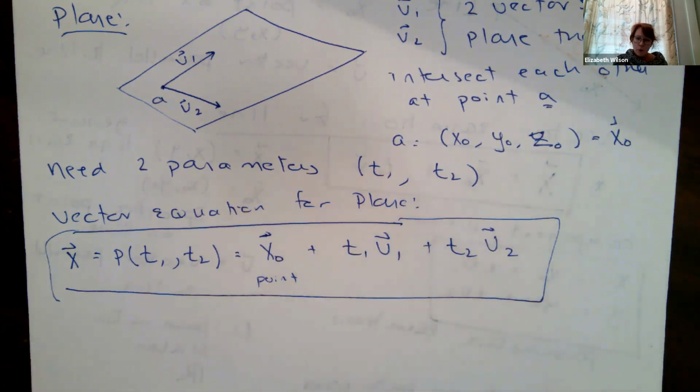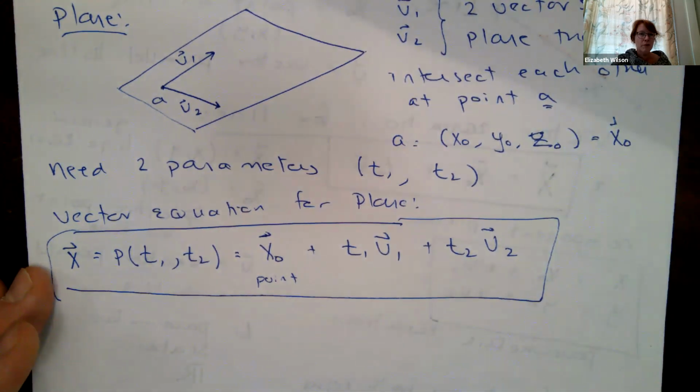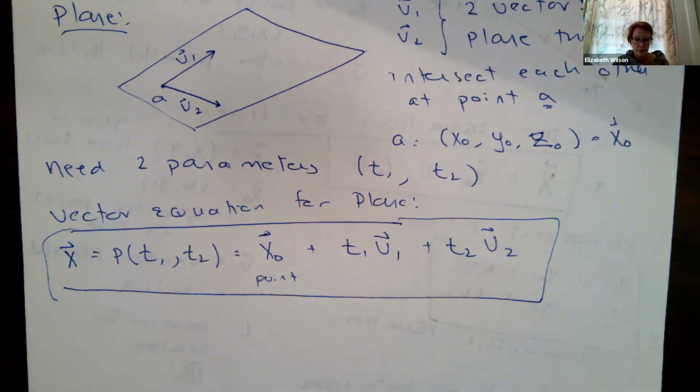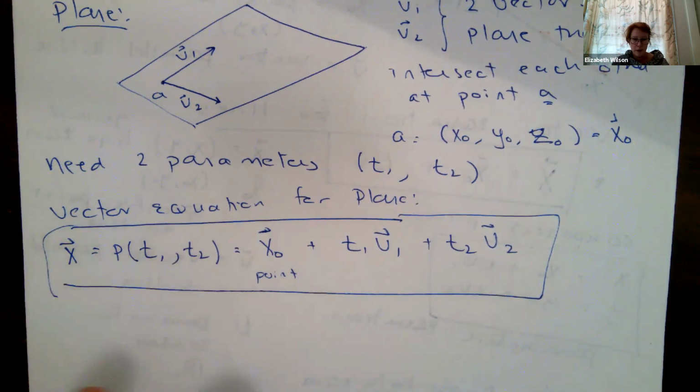Okay, so we're going to do an example so that you can see how we actually pull this together into an equation. Like I said, we don't really use this representation all that much for a vector equation for a plane, but I wanted to make sure that you have it, so that you know what I'm talking about. All right, so keep that in mind.